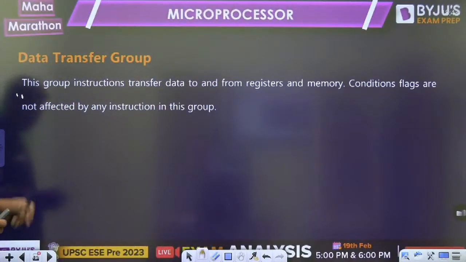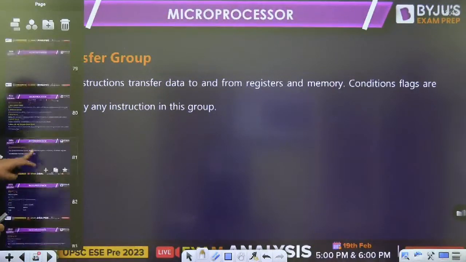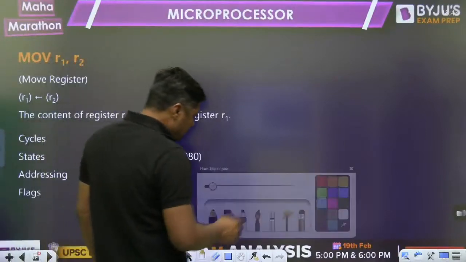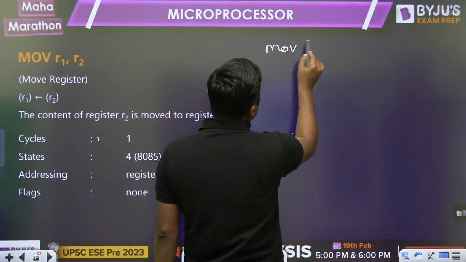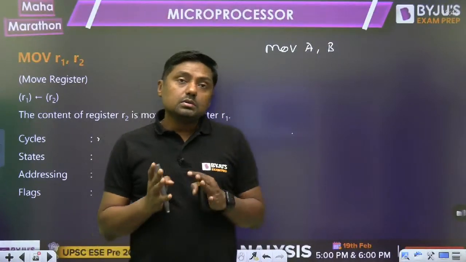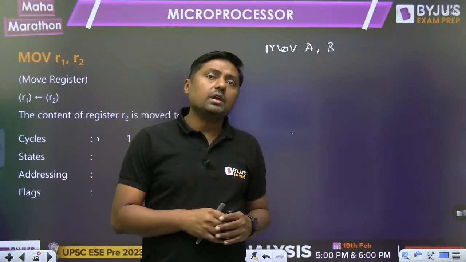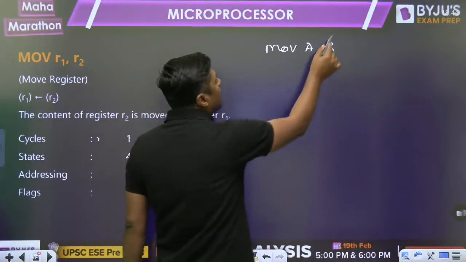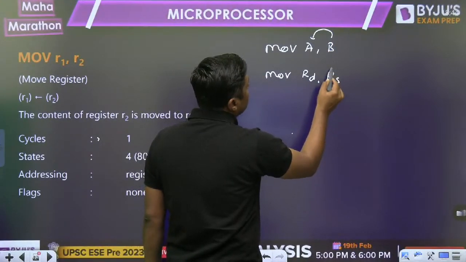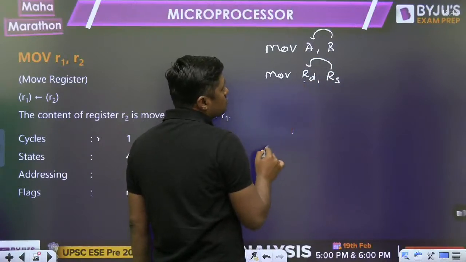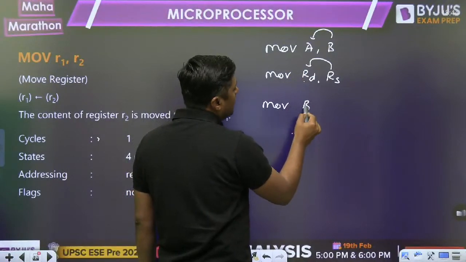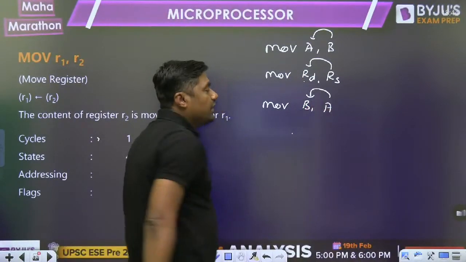So in data transfer, we have different types of instructions. First of all, the first instruction is what? Move. When I am saying move A comma B, what is the meaning of this? The data of B will be copied into A. So this is the destination and that is the source. So data will be copied from B to A, or when I am writing move B comma A, data will be copied from A to B.